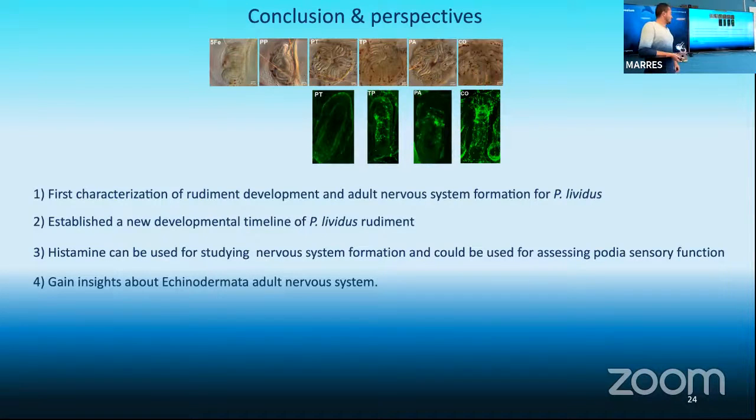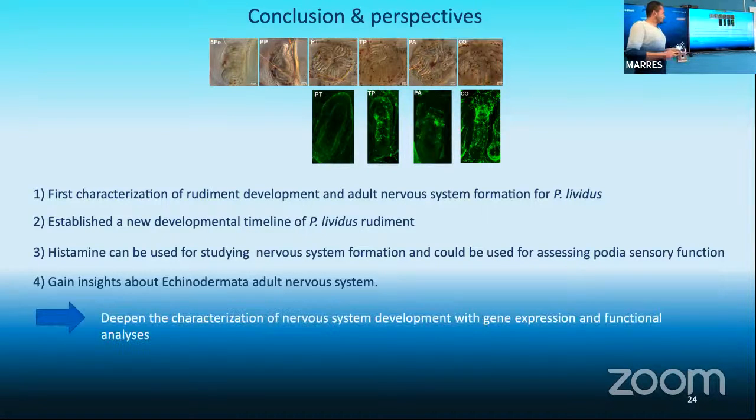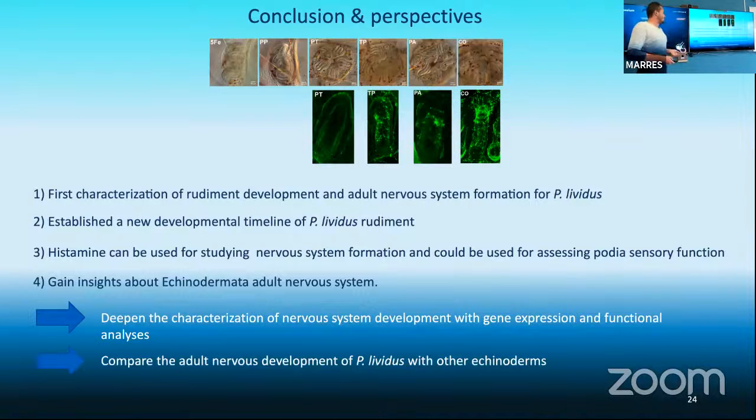In terms of perspective, we could deepen the characterization of the nervous system development with gene expression and functional analysis. And finally, it will be really interesting to compare the adult nervous system development of Paracentrotus lividus with other echinoderms. And I would like to thank you for your attention.